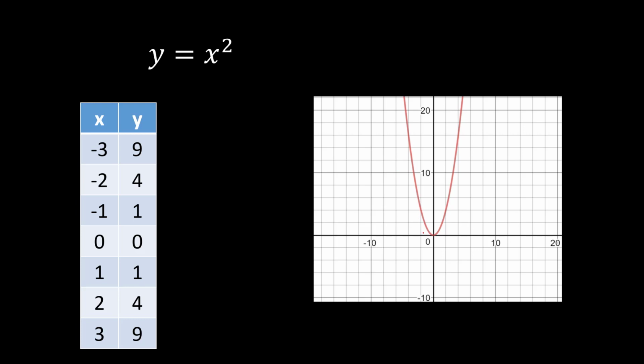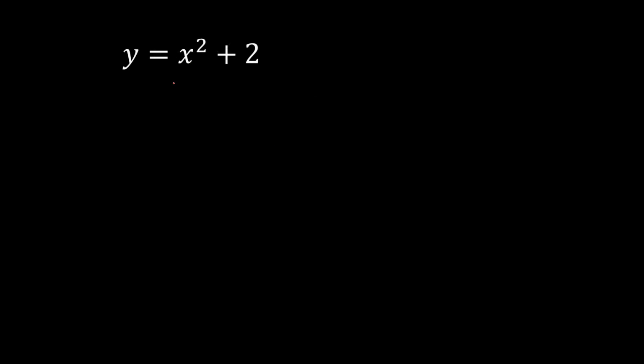And I'm assuming that everyone knows how to graph, and when you graph, you would get this parabola. Now from here, what we're going to do is try to manipulate this graph to see what happens. So we're going to put numbers in front of x squared, we're going to add things, subtract things, we're going to put things in parentheses, and we're going to see what each of these different things do to this initial graph.